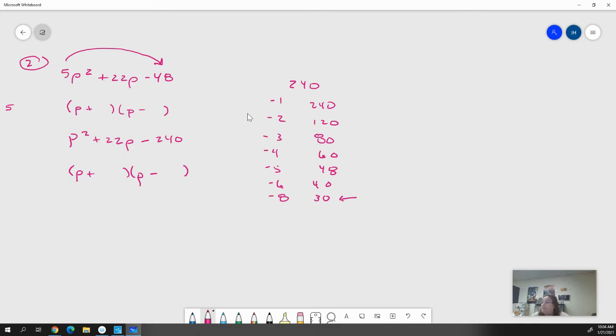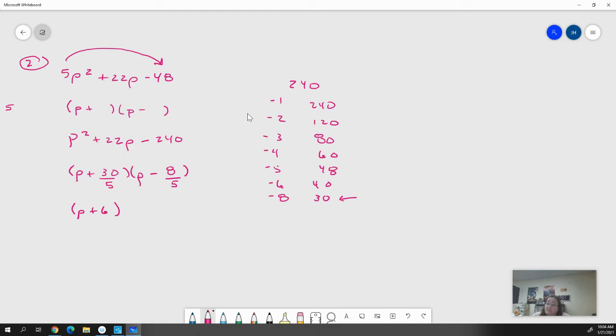So I'm going to write these in. Where my negative one is, I have 8. My positive one is 30. And now we have to put back in the 5 that we took out. So we look at this and we go, okay, well, 30 divided by 5, that's just 6. That works. So p plus 6.